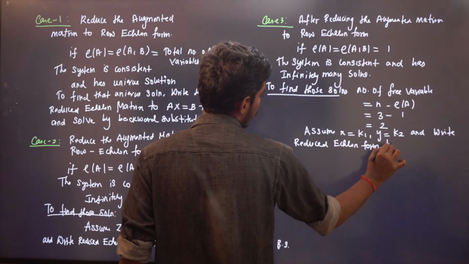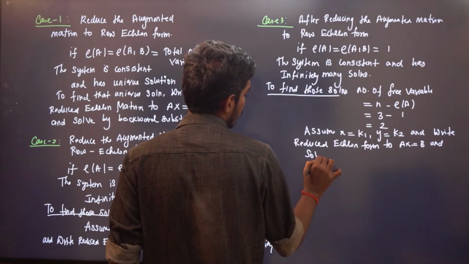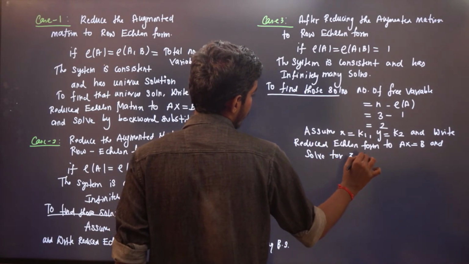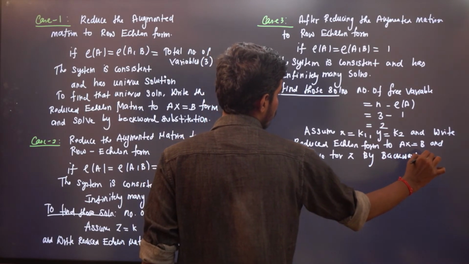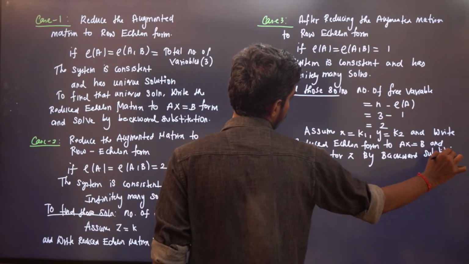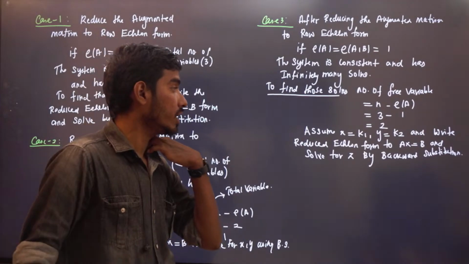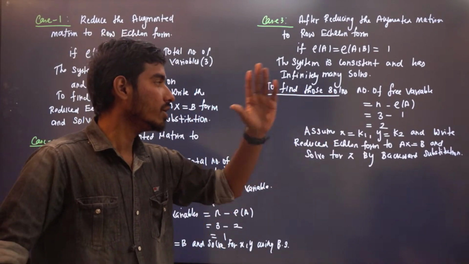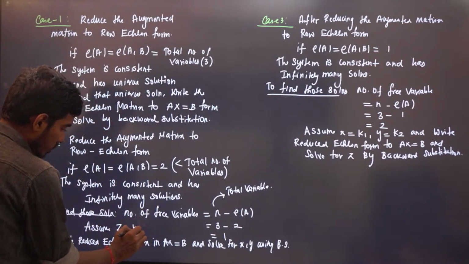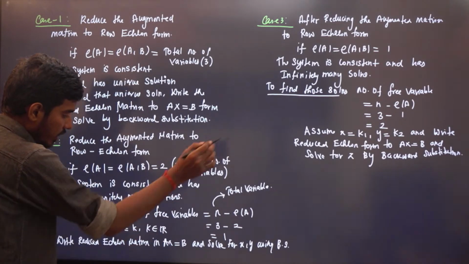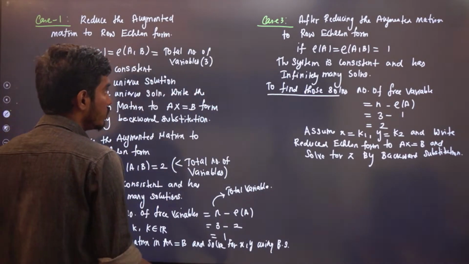in Ax equal to B form, and solve for z by backward substitution. So you can also assume y to be k1, z is equal to k2, and solve for x. You can assume any two variables on your own. K1, k2 are real numbers, right? Here k is any real number. Here k1, k2 are any real numbers. Now case 4.